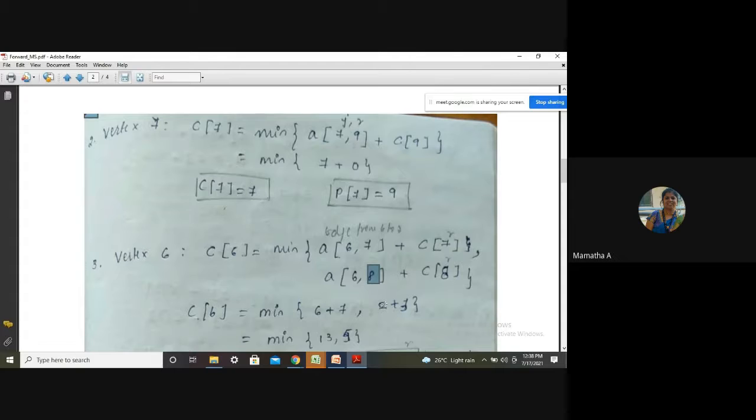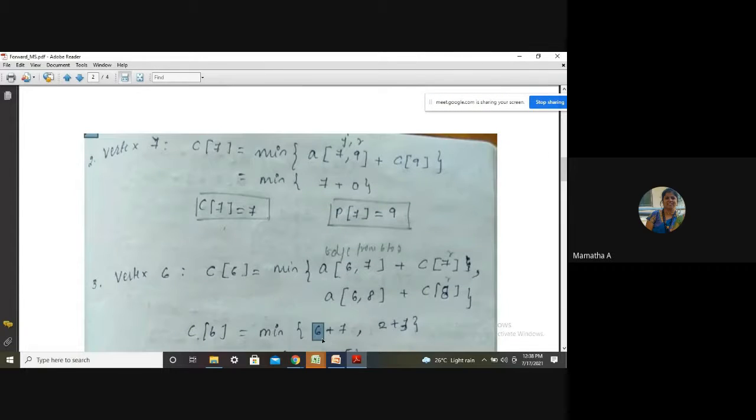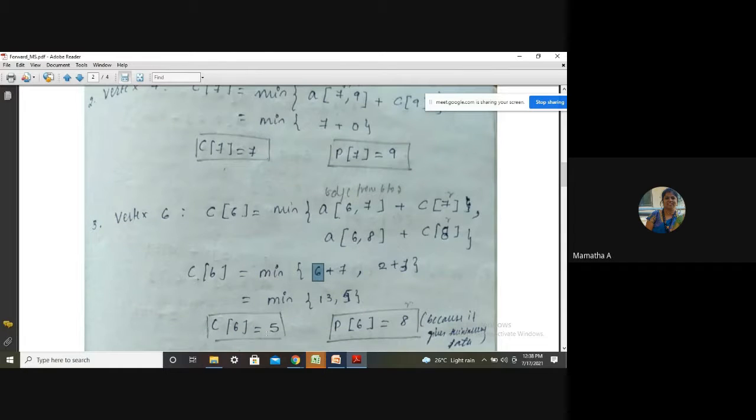So I'll write this. And what is C of 7? Where do you get it from? From the previous iterations. C of 7 is 7 and C of 8, you can observe here, C of 8 is 3. Are you understanding? So put that. And 6 plus 7 will give me 13. 2 plus 3 will give me 5. Out of this, you should now take the minimum. What is the minimum value? 5. Understanding? So update C of 6 equals 5.